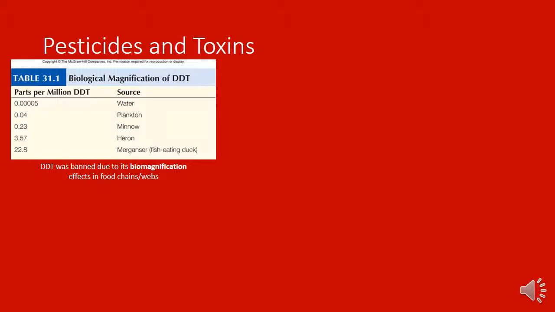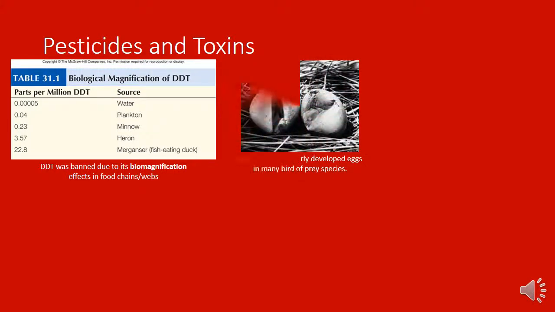And so now in the plankton, we've got 0.04 parts per million. Now, as we move up the food chain, the minnow that ate the plankton is going to have 0.23. Then the heron that eats the minnow is going to have 3.57. But then the mergansers, which are fish-eating ducks, are going to have 22.8, and it's going to lead to massive health problems with them, maybe kill them even, if not at least make their eggs unviable. So as you move up food chains and food webs, we tend to increase the concentration of toxins and pesticides within organisms. And we, being humans, often eat things kind of far up the food chain.